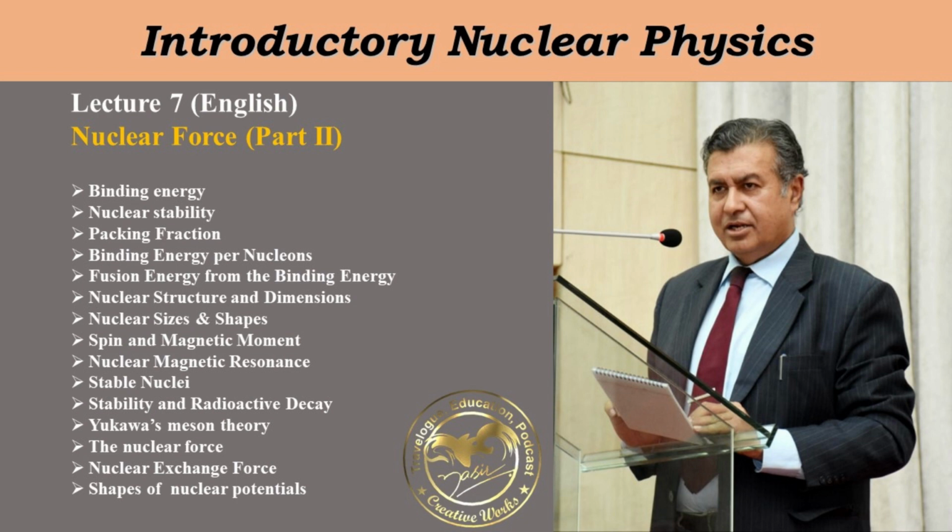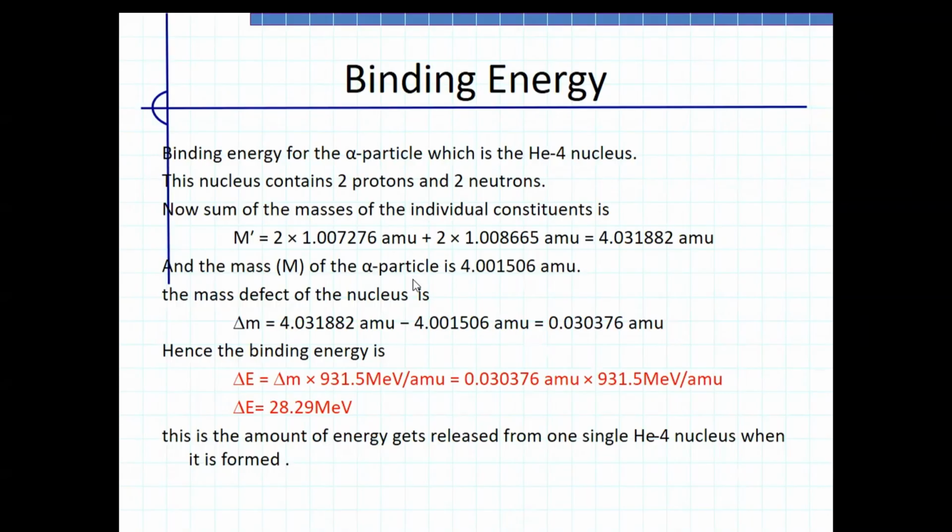Let's start the presentation. In the last discussion, we have gone through this, that the masses of the individual constituents are calculated, and the mass of the nucleus is then compared, and the difference of the mass is termed as the mass defect, and the binding energy is the mass defect multiplied by c square, or its equivalent 931.5 million electron volts per AMU, and that's how we get the binding energy.